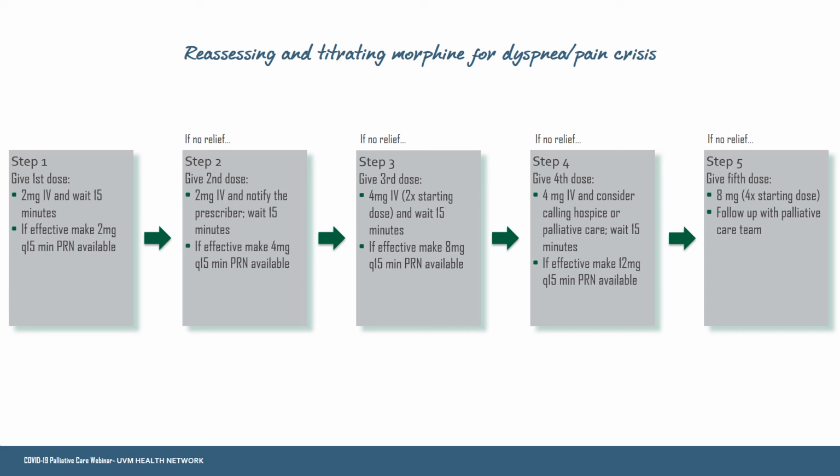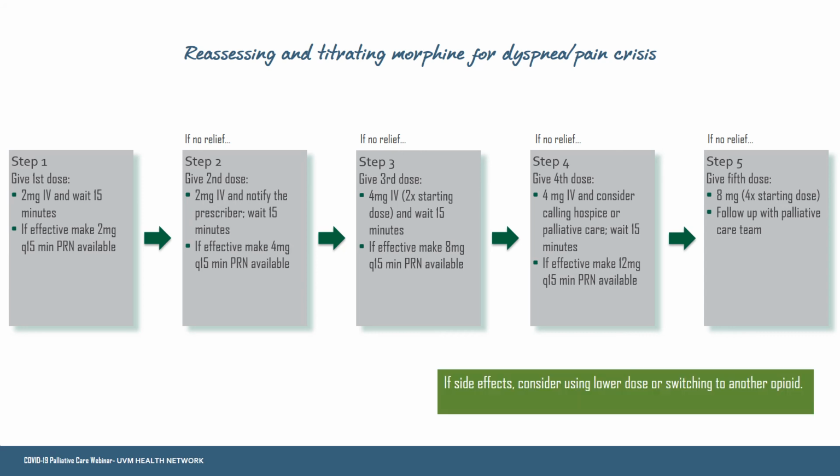Give an 8 milligram dose, which is 4 times the starting dose, and at this point we recommend calling a specialist for help. Remember, you're trying to control for accessory muscle use and not respiratory rate. At any time, if there is a clear side effect, such as myoclonus, delirium, nausea, sedation, or even respiratory depression, it's important to reassess and determine whether an alternate opioid or reducing the dose will help and benefit the patient if it's aligned with their goals.